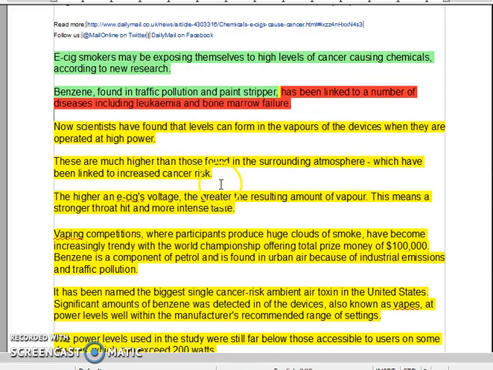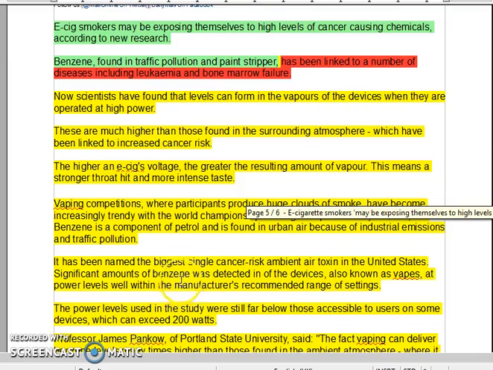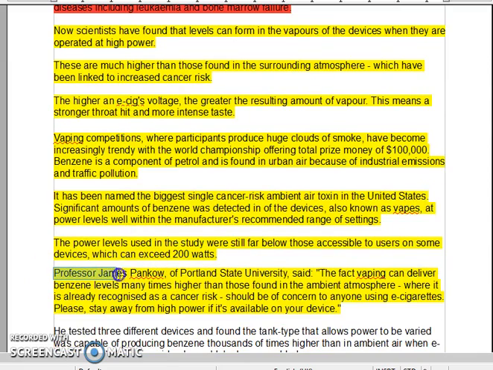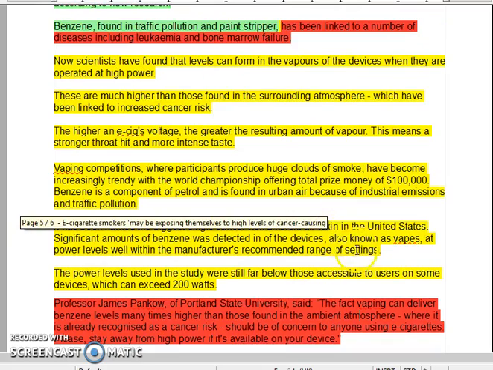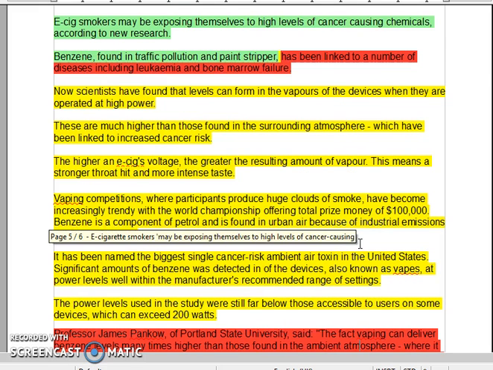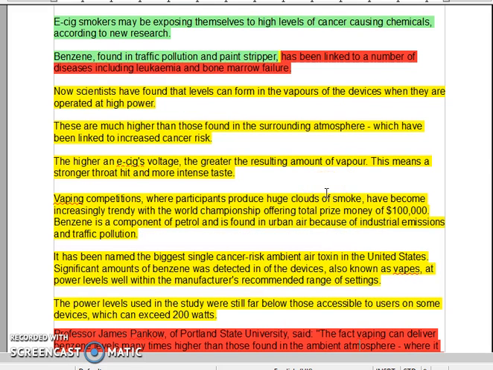And we also have some expert opinion as well. So we've got this man here, Professor James Pankow, and he's quoted there. Interestingly, we don't have an expert opinion from the other side of the argument, the one that's saying that actually it's either safer or okay to vape, which is quite interesting. So we can see here we've got use of emotive language, we've got a very one-sided argument, and we have got use of facts, statistics, and expert opinion to back up this particular point of view.